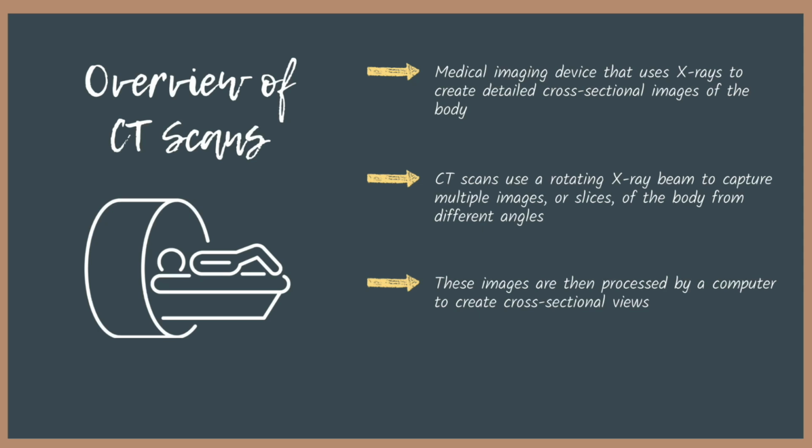All right, so next up, a CT scan. A CT, or computed tomography scan machine, is a medical imaging device that uses X-rays to create detailed cross-sectional images of the body. CT scans provide more information than those standard X-rays by producing images of organs, blood vessels, and bones, allowing for a better diagnosis and treatment planning. CT scans use a rotating X-ray beam to capture multiple images or slices of the body from different angles, and they are processed by a computer to create cross-sectional views.